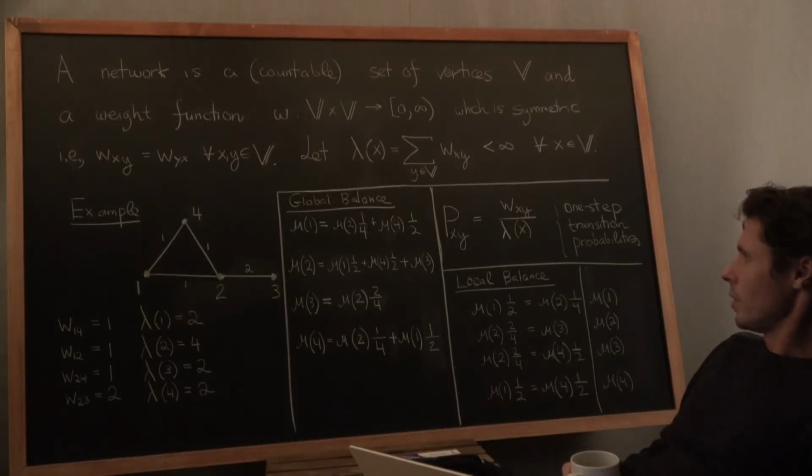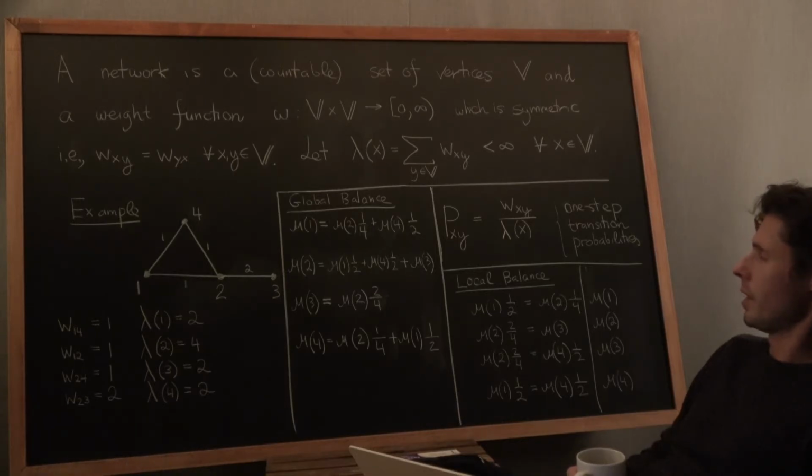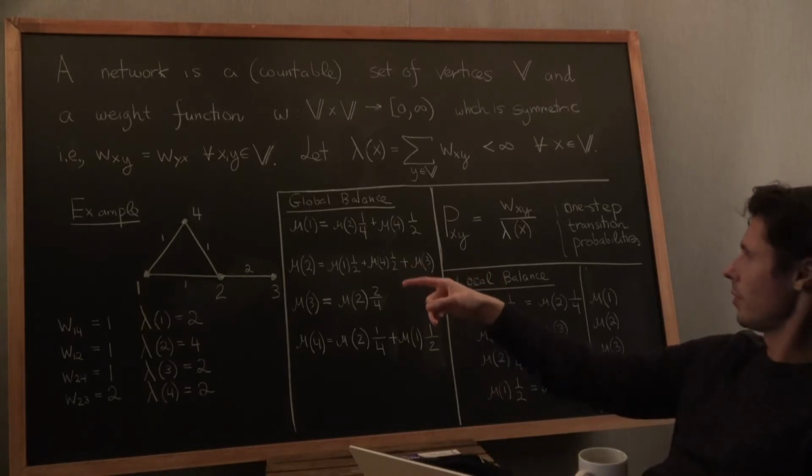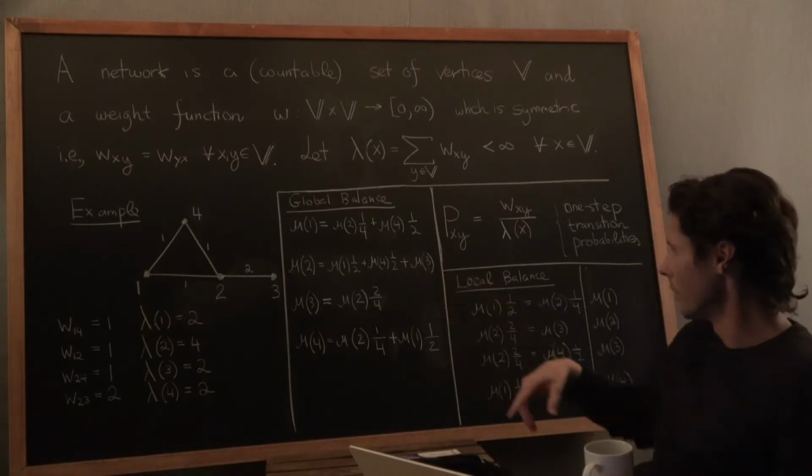So now that's one equation, my first global balance equation for vertex 1. Now let's do vertex 2. How do we get to vertex 2? We can go to it from every other vertex, right? From 1 we get to it with probability 1/2. From 4 we get to it with probability 1/2, and from 3 we already saw that we always step to it, so there's a times 1 here.